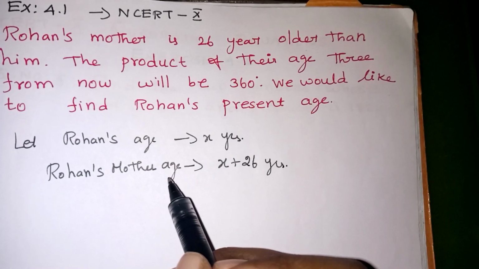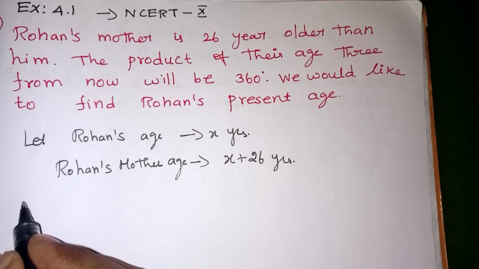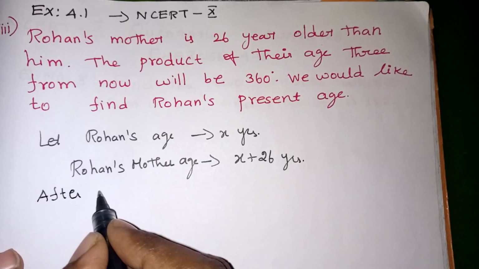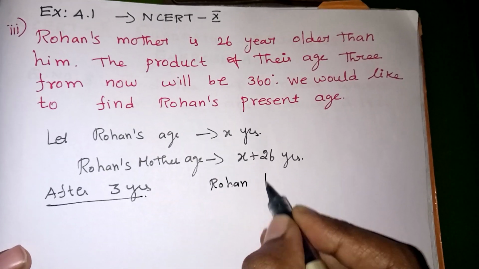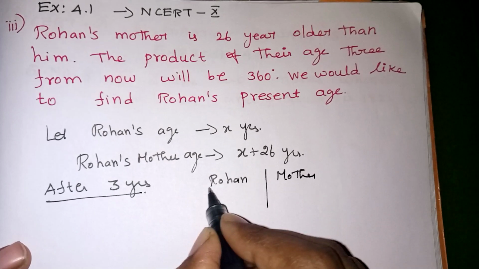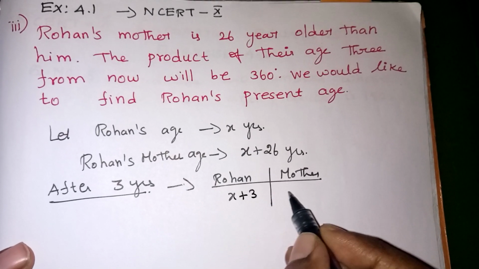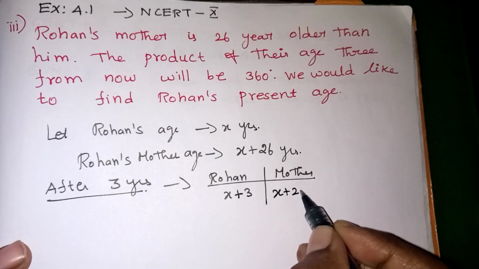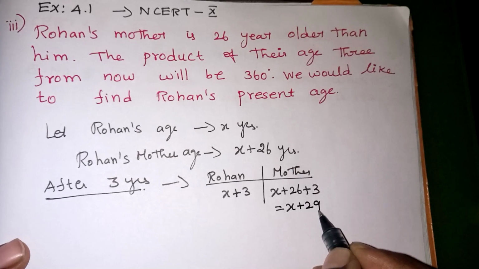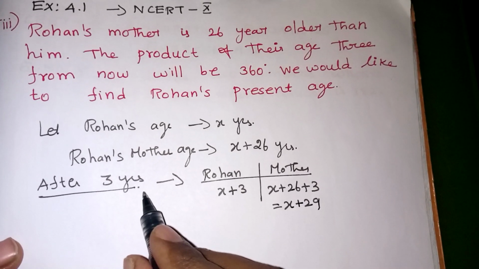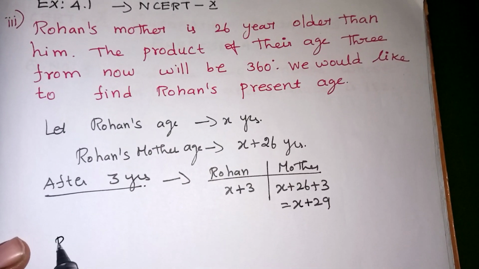Now actually the question is about after 3 years. The product of their ages 3 years from now. 3 years from now means after 3 years, that is the meaning. So after 3 years, we have to find what will be their ages. This is for Rohan and this is for mother. Now Rohan is x, so after 3 years Rohan will be x plus 3. Mother is now x plus 26, and after 3 years 3 will be added, so she will be x plus 29. So this is the age of Rohan and his mother after 3 years. They have given the condition that after 3 years the product of their ages is 360. So we are going to find the product.